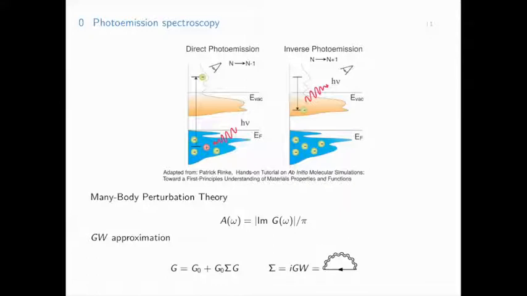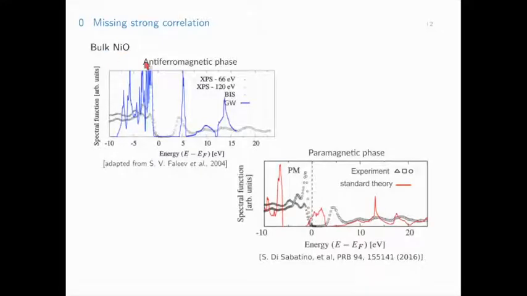However, GW suffers from some fundamental shortcomings, and in particular is not able to correctly describe strong correlation unless one introduces some sort of symmetry breaking in the system. This is the case of many paramagnetic insulators, which are not correctly described by GW. A typical example is nickel oxide.